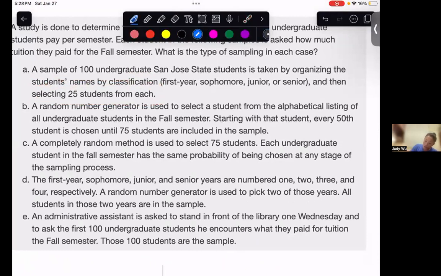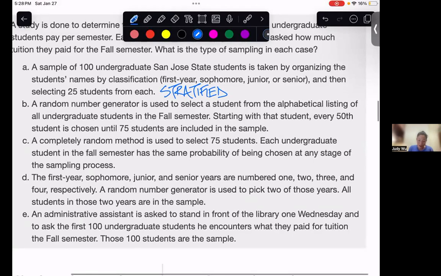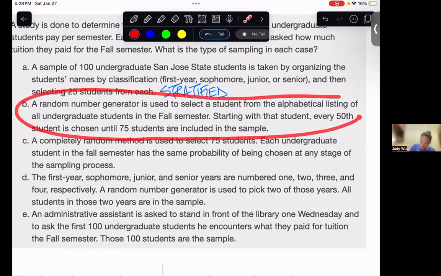Now that should ring a bell as being a stratified sample. Stratified because we said, oh, here's all the freshmen, sophomore, junior, seniors, and then we picked some from each group. We didn't only pick like freshmen and seniors, okay? All right, part B. Let's take a look at this.